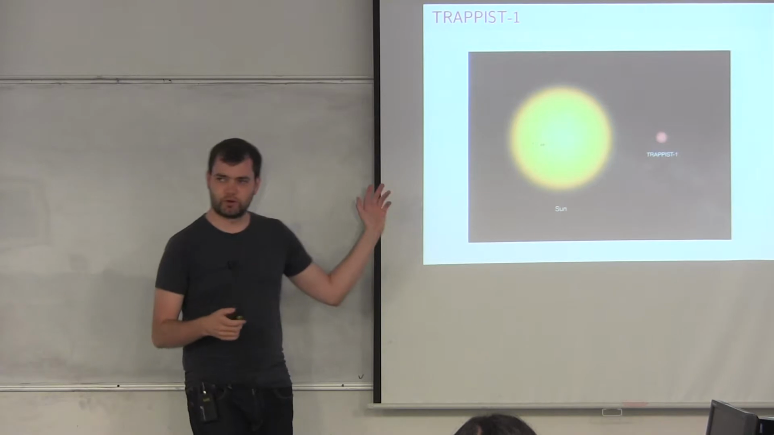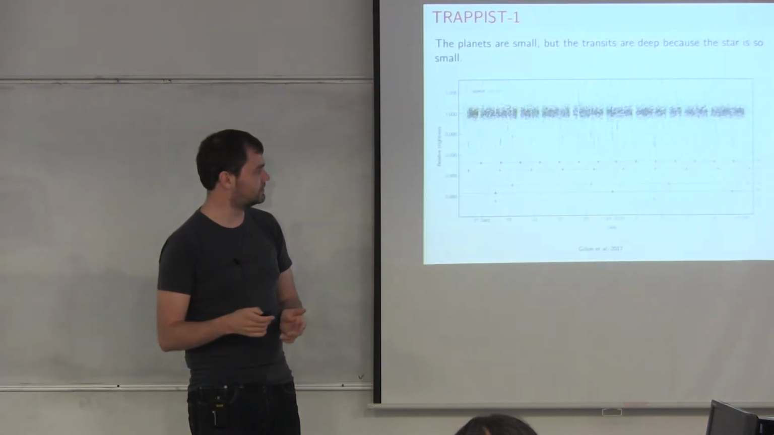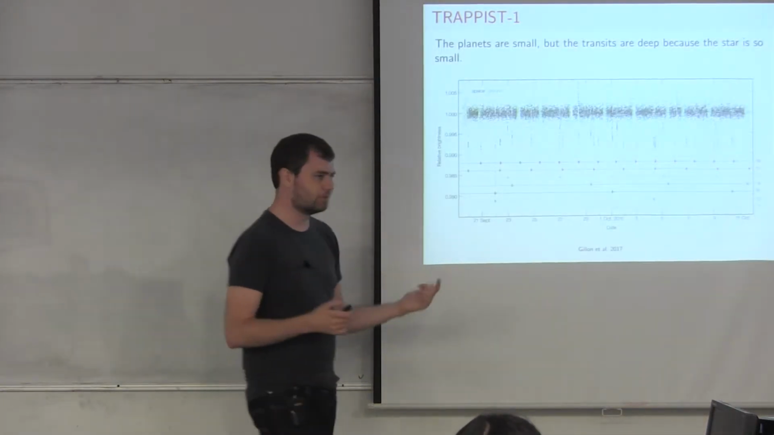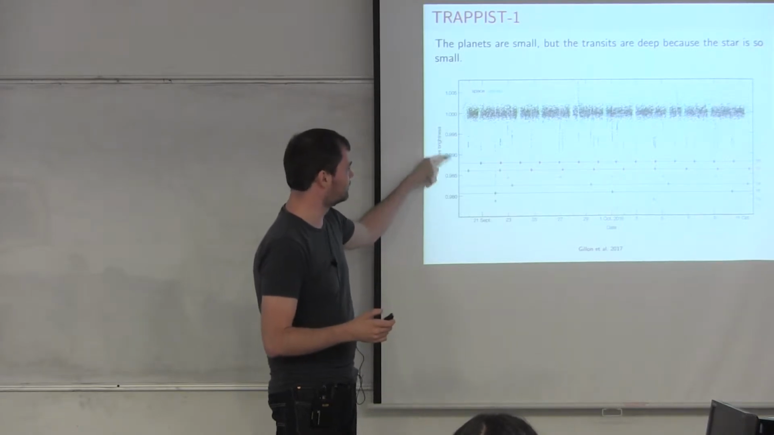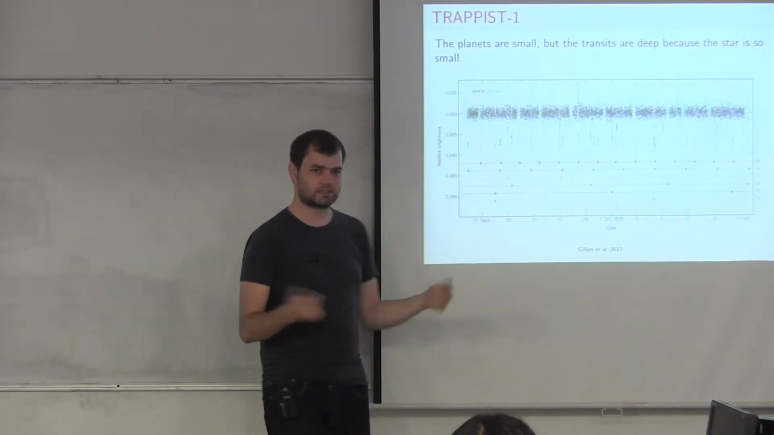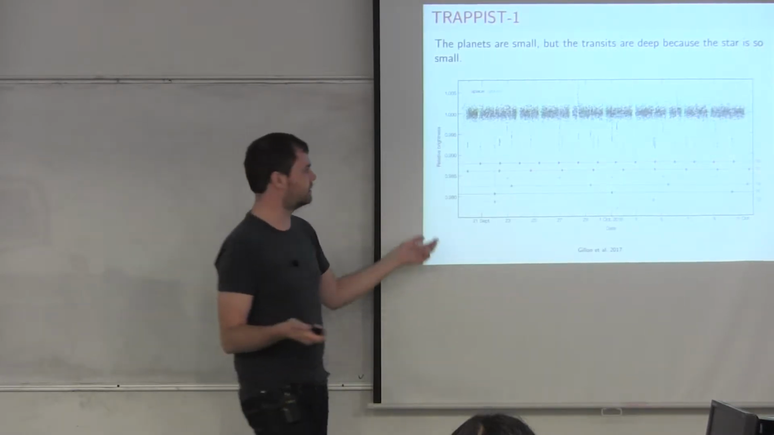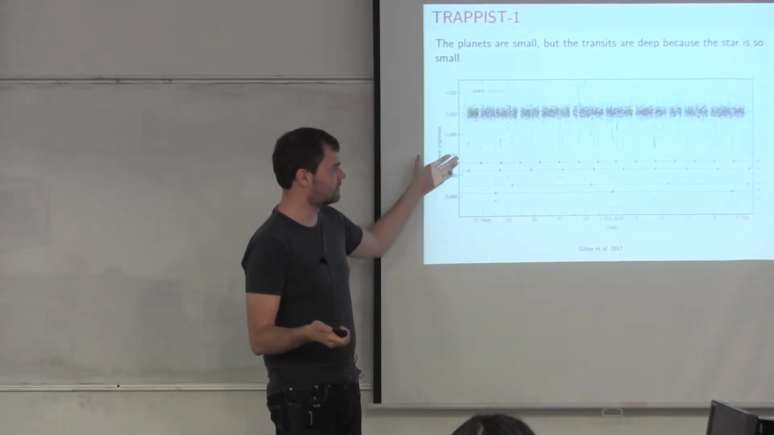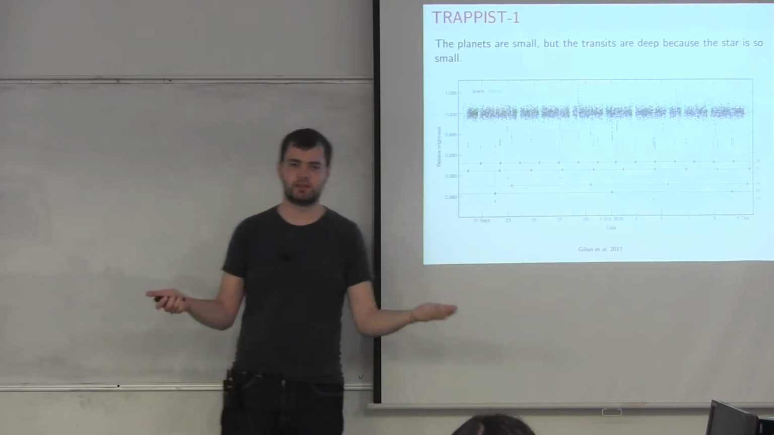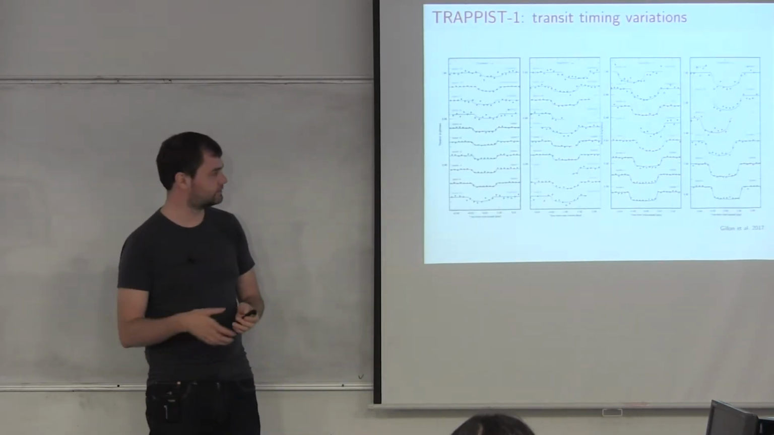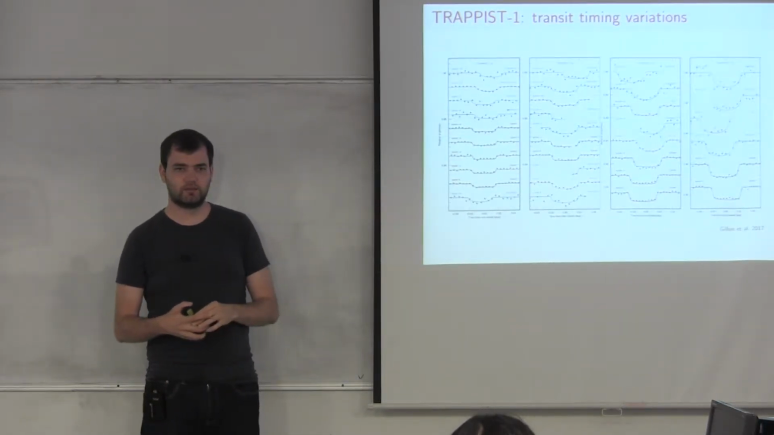Okay, so that was going to the smaller stars for multiple reasons. The very obvious one is the depth. Here you have depths of more than a percent, which if this was around the Sun, would be a Jupiter-sized planet. But because this is around a small star, these are planets that are the size of the Earth. So it's a lot easier to find small planets. And then we also talked a bit about transit timing variations.